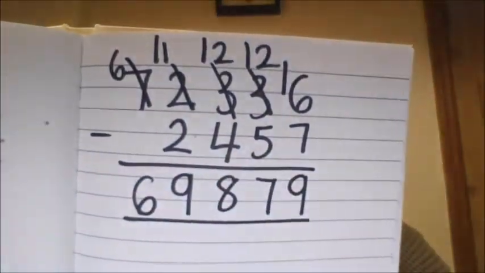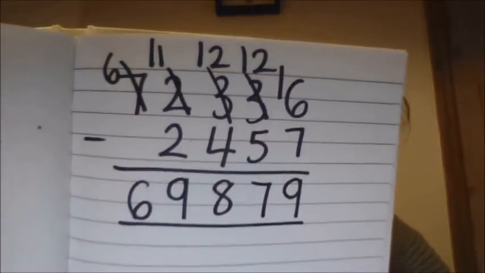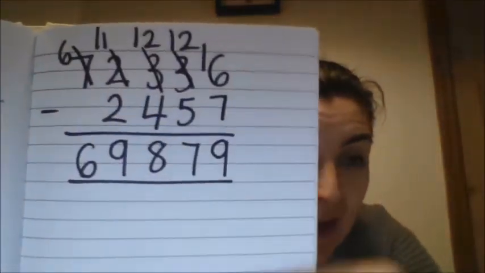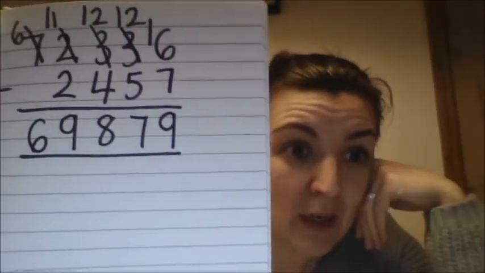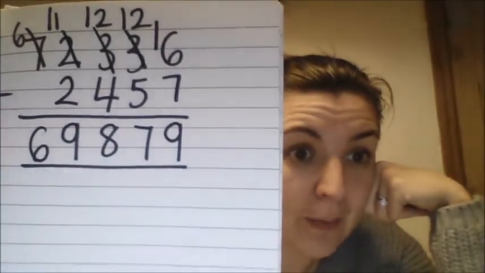So have a really good look. If you didn't get that, where you have gone wrong. It might be that you forgot to borrow, or it might be a really simple takeaway that you've gone wrong with. Okay, so that last section is using your column subtraction.